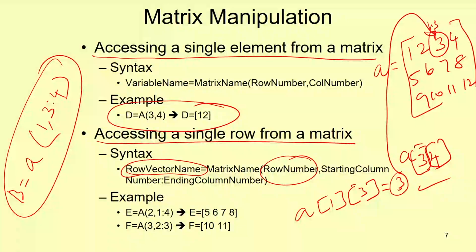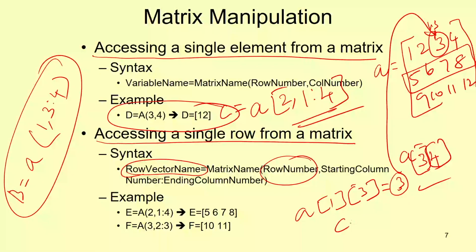If you do so, you will get a portion of the row from the existing matrix. If I want to collect 5, 6, 7, 8, how should my syntax be? C equal to A of, I have to give the row number 2, and the column numbers first column to fourth column. If you do so, my answer will be C equal to 5, 6, 7, 8. These are the first two steps: first, accessing a single element from the matrix, and second, accessing a single row from a matrix. Like this, we can also access a portion of a column, or a whole column from the matrix.